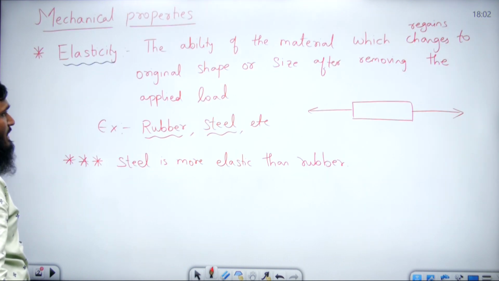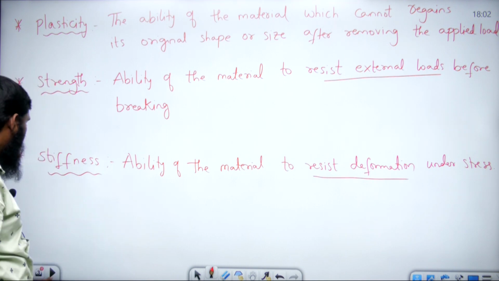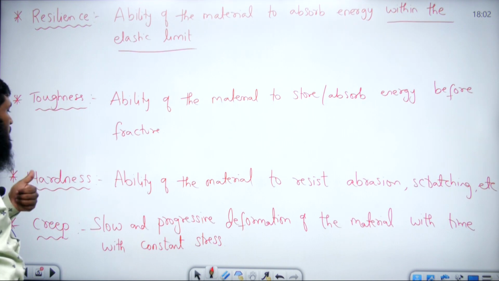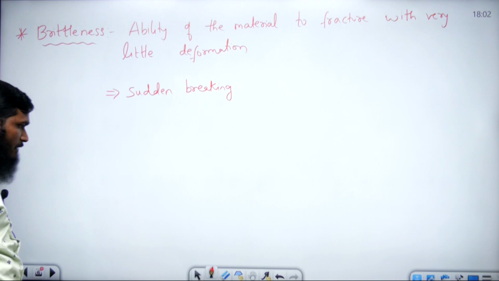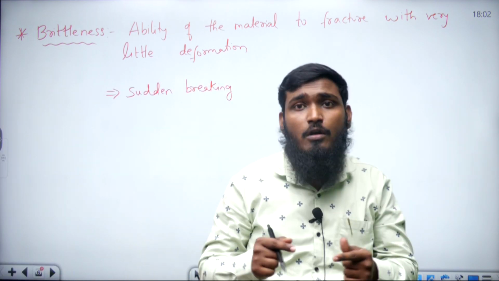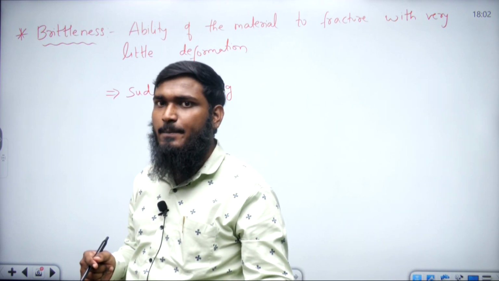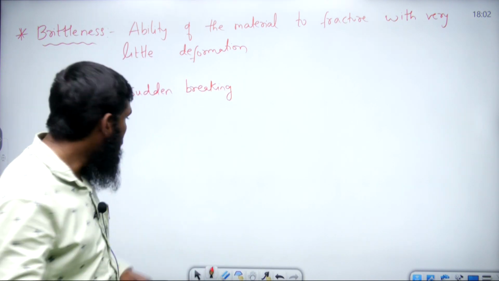So let us revise what we have studied till now. First we have covered elasticity, then plasticity, strength, stiffness, ductility, malleability, resilience, toughness, hardness, creep, brittleness. Okay. So we have completed the concept of these mechanical properties. Now we are going to solve the GATE bits, ESE bits, TSPSC, APPSC bits, as well as other state bits also. Some of the bits are related to this concept.